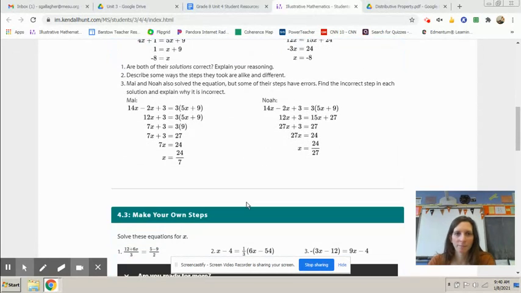Problem 3, Mai and Noah also solved the equation. Yeah, there's some mistakes. So take a look at their work and see if you can find out what the mistakes are, and then hit play again when you're ready.